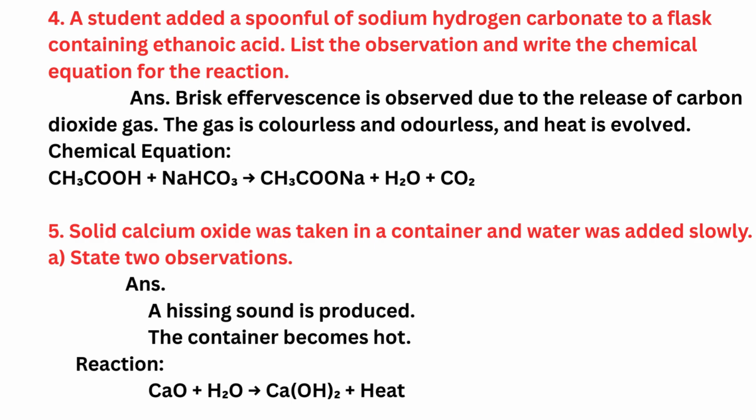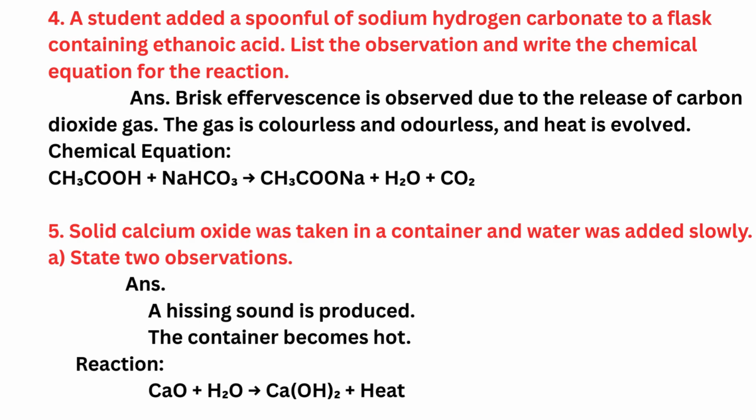Question number 4, a student added a spoonful of sodium hydrogen carbonate to a flask containing ethanoic acid. List the observation and write the chemical equation for the reaction. Answer, brisk effervescence is observed due to the release of carbon dioxide. The gas is colorless, odorless and heat is evolved. Chemical reaction: CH3COOH, that is ethanoic acid, plus NaHCO3, sodium bicarbonate, gives CH3COONa, that is sodium ethanoate, otherwise sodium acetate, plus H2O water plus CO2 carbon dioxide.